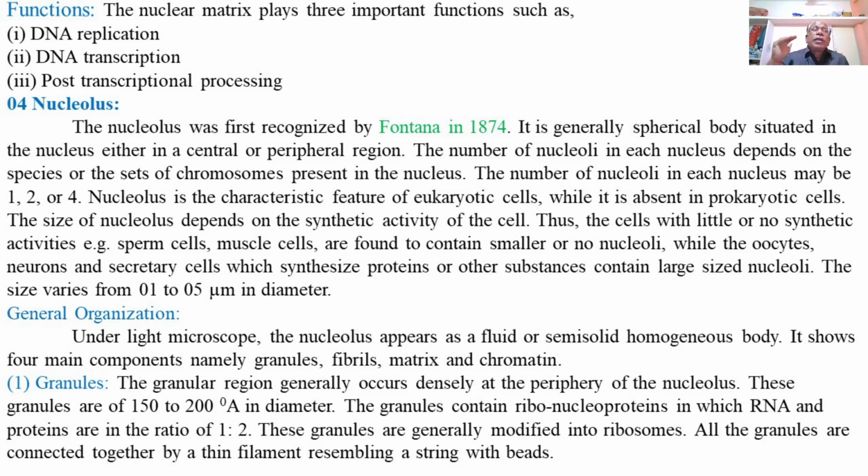So DNA duplication is one function which is essential for the process of cell division, that is, mitosis and meiosis. During mitosis and meiosis, cell division requires DNA duplication so as to maintain the diploid chromosome number in successive cell divisions or even during successive generations. So this is the important function of DNA replication or duplication occurring in the nuclear matrix.